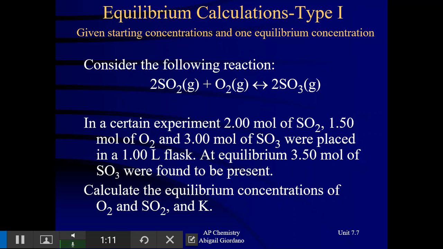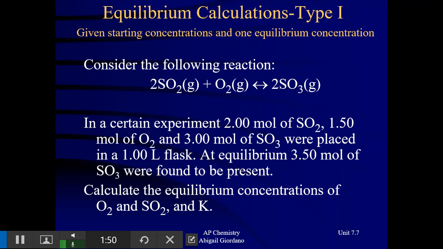So let's look at what I call type 1 of these equilibrium calculations. We're going to work through this problem together in full. Right off the bat, I can see that we are given a balanced reaction. And it says, in a certain experiment, 2 moles of SO2, 1.5 moles of oxygen, and 3 moles of SO3 are placed in a 1-liter flask. Right there, those, ladies and gentlemen, are my initial conditions.